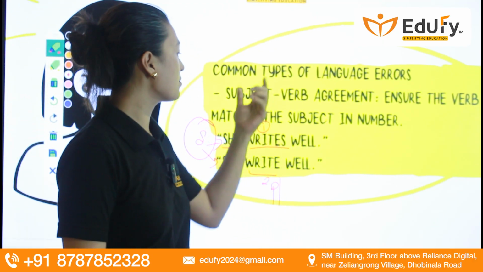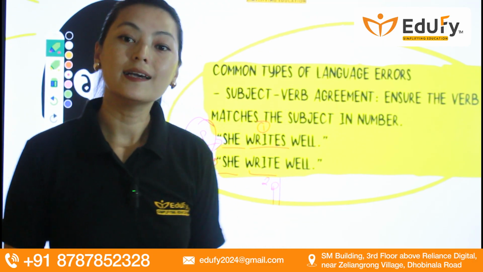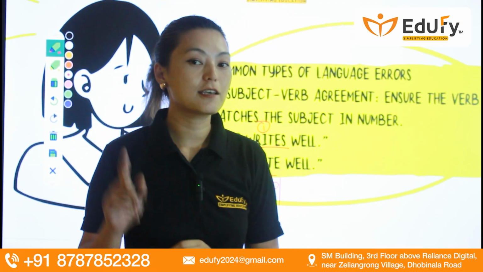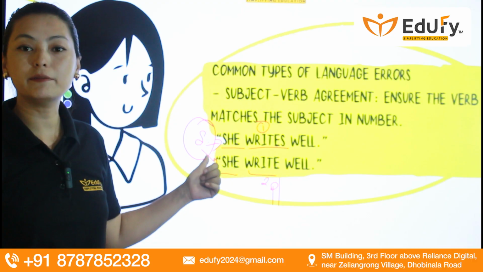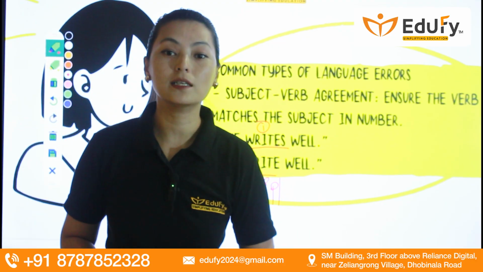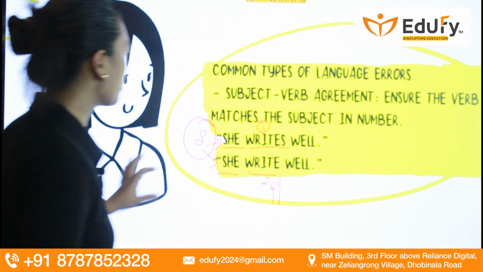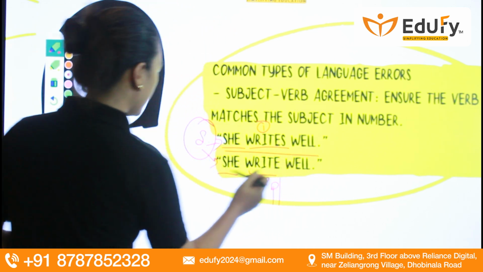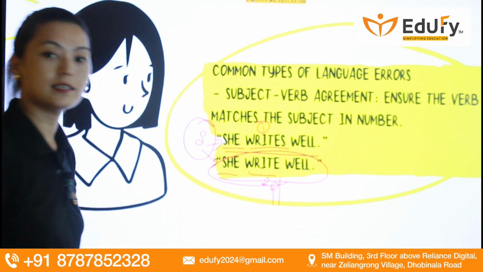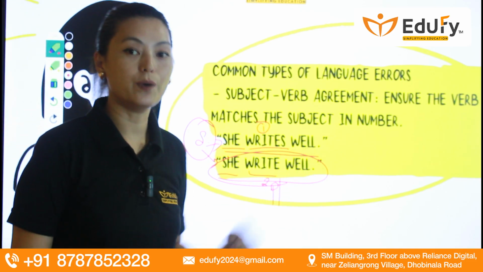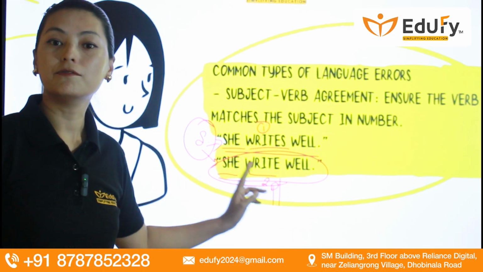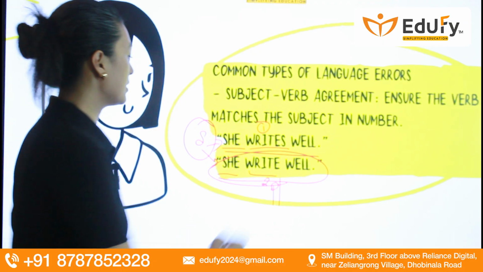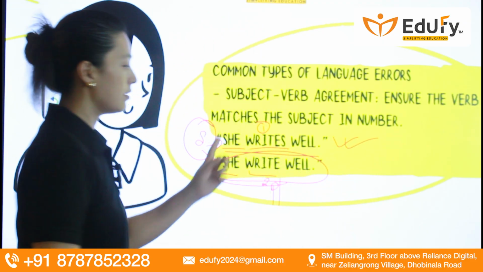And in the case of subject-verb agreement, what do we say? That the subject and the verb must always be in agreement. That means if the subject is singular, then the verb must also be singular. So in that case, which one is the incorrect statement? It is the second sentence, that is, she write well. Write is a plural verb, which cannot be used with a singular subject. Therefore, the correct answer is she writes well.